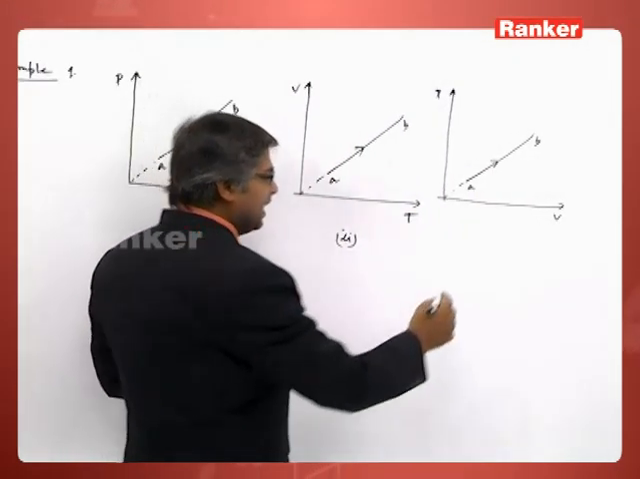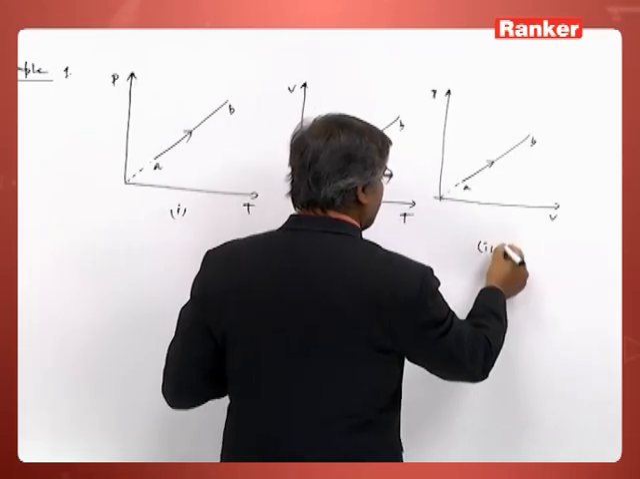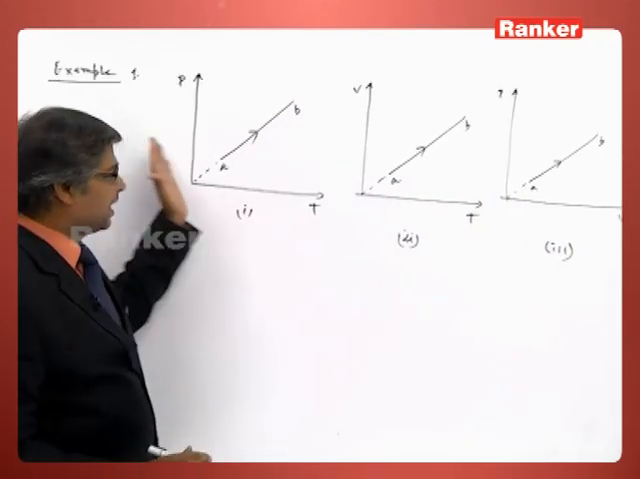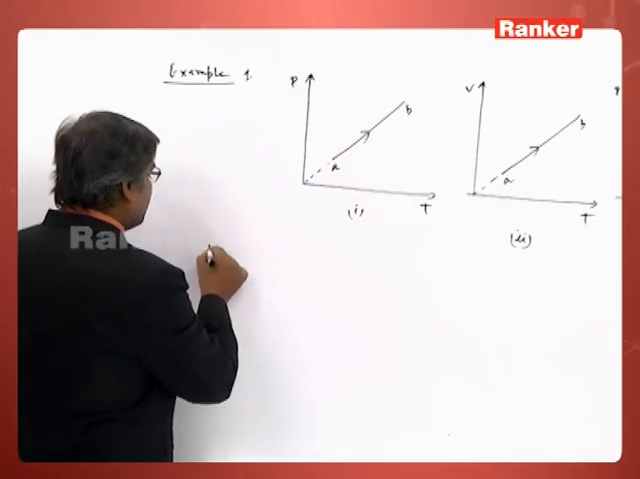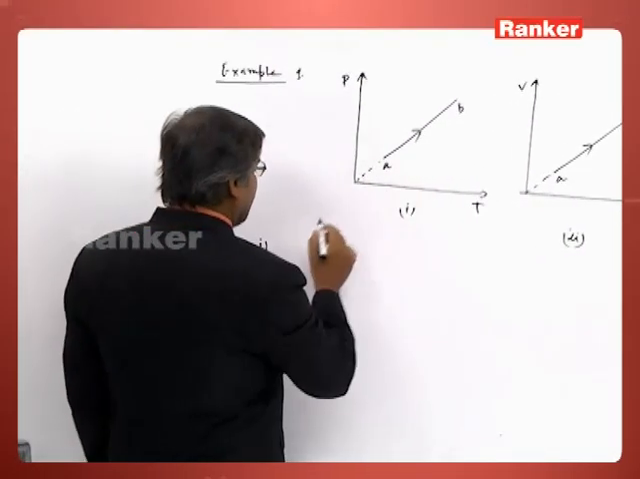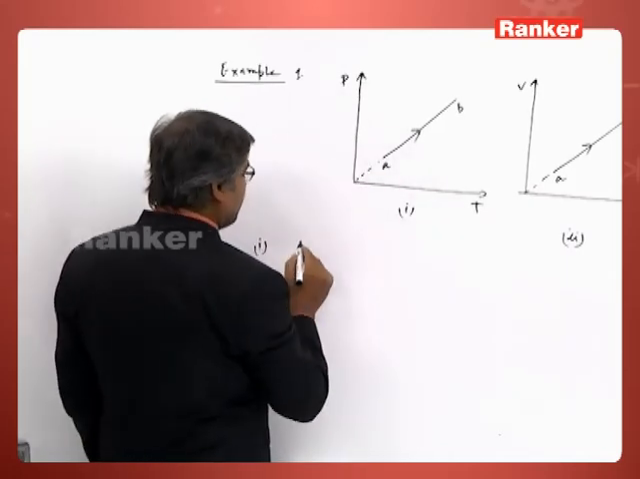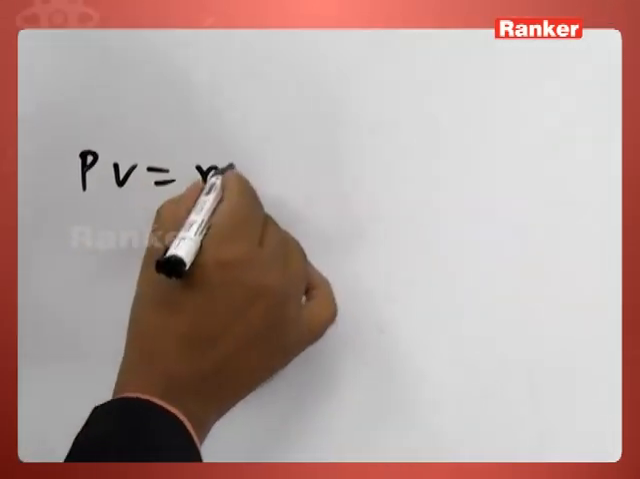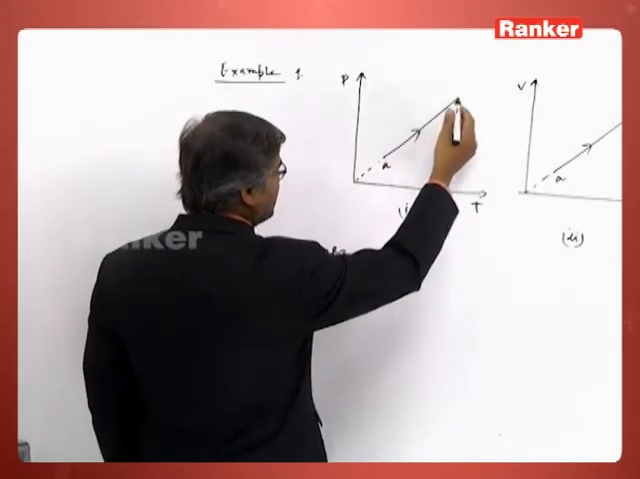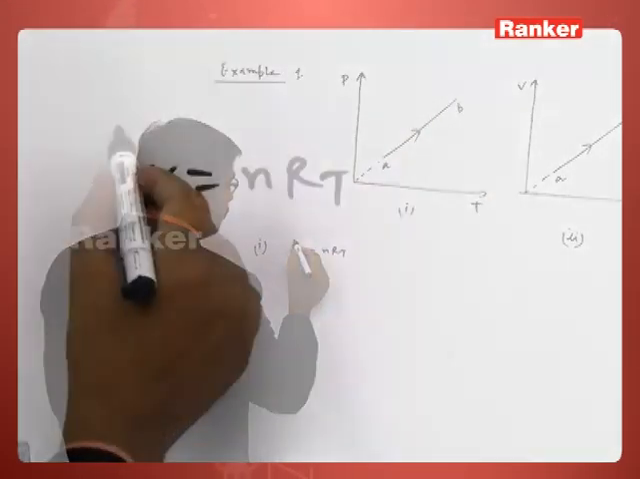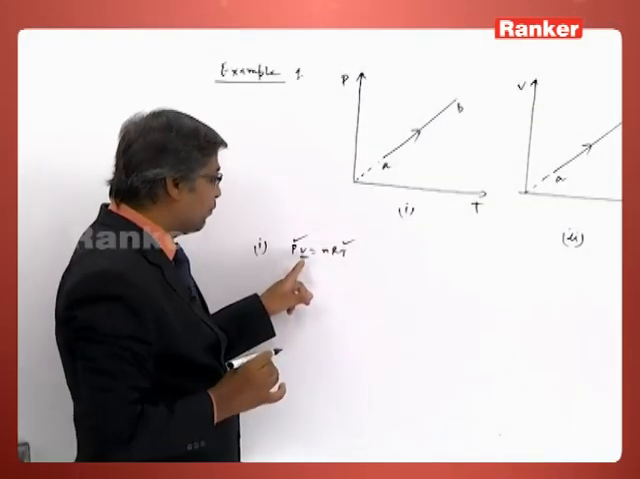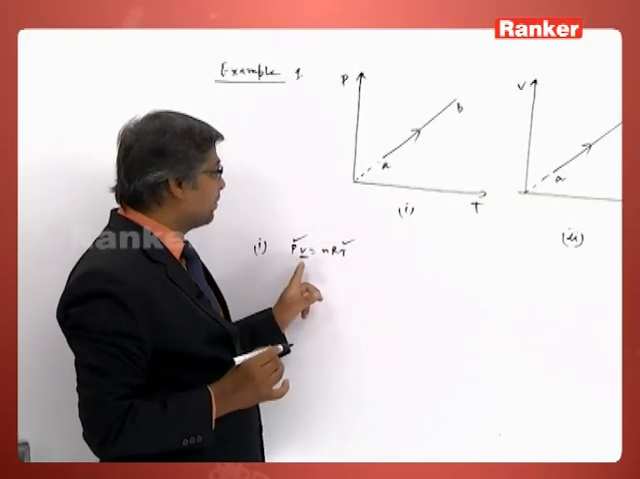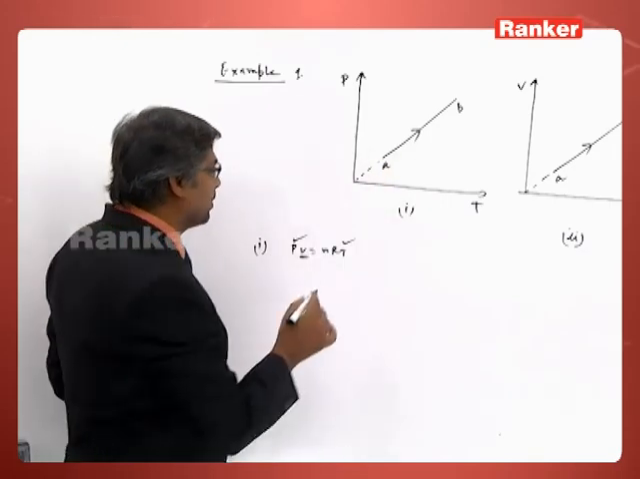So we have three cases, three different processes, and let us calculate the specific heat for all the three processes. So we start from the first. Here pressure is directly proportional to temperature. You can see this linear dependence. This is possible if volume is constant. That means this process is an isochoric process.